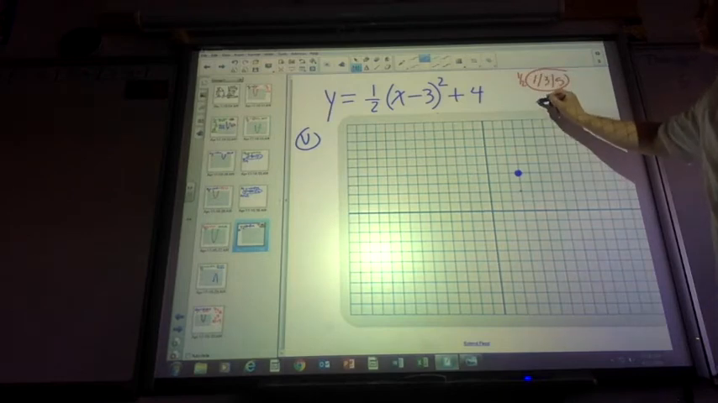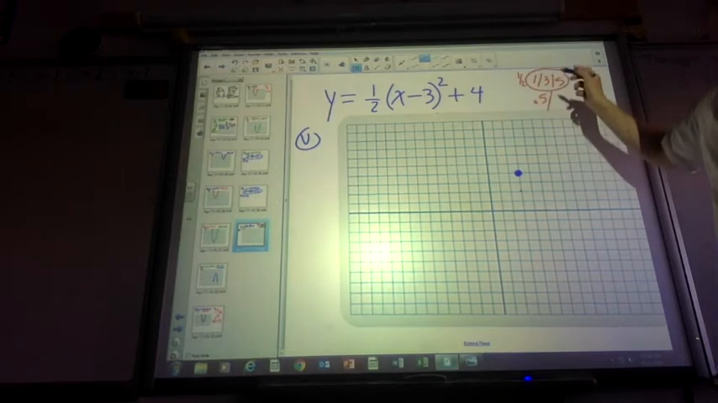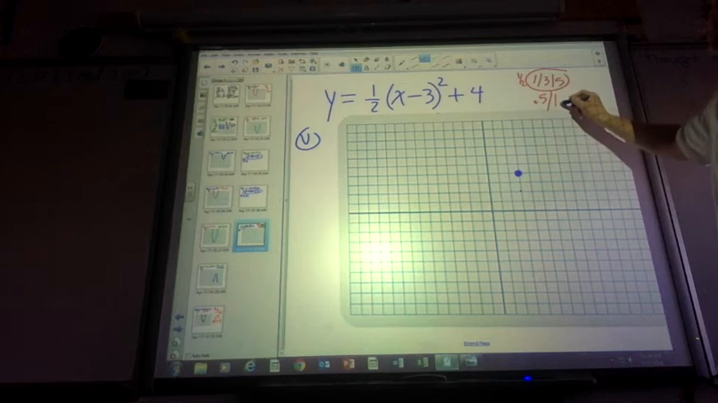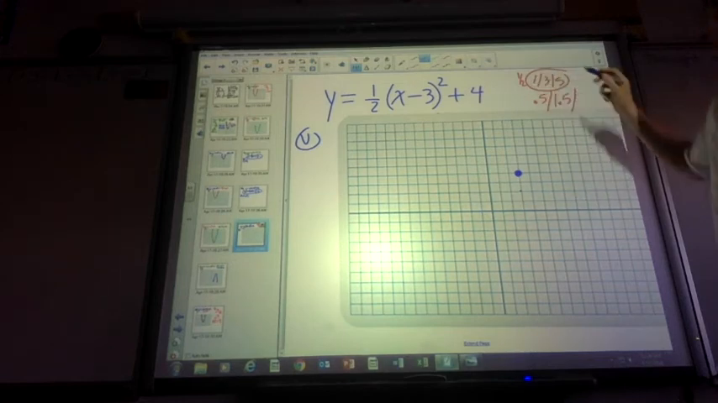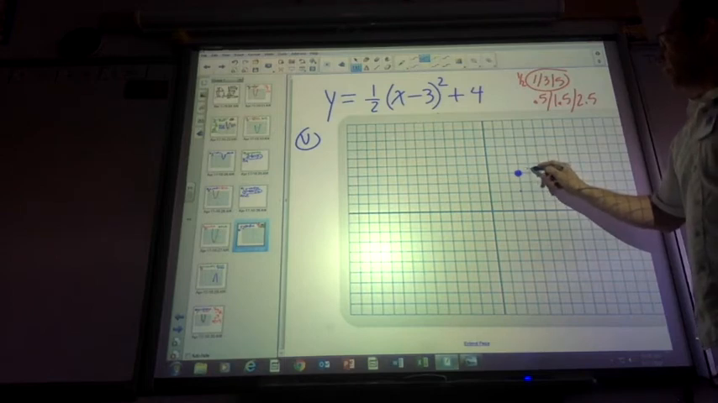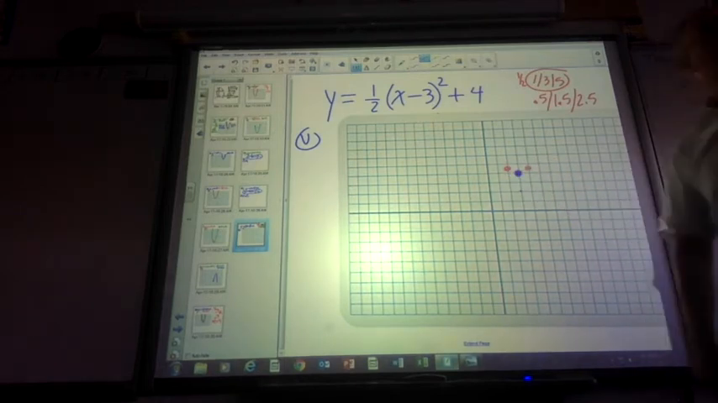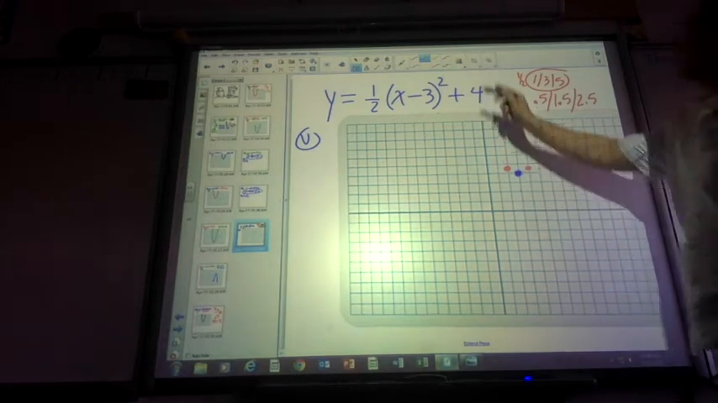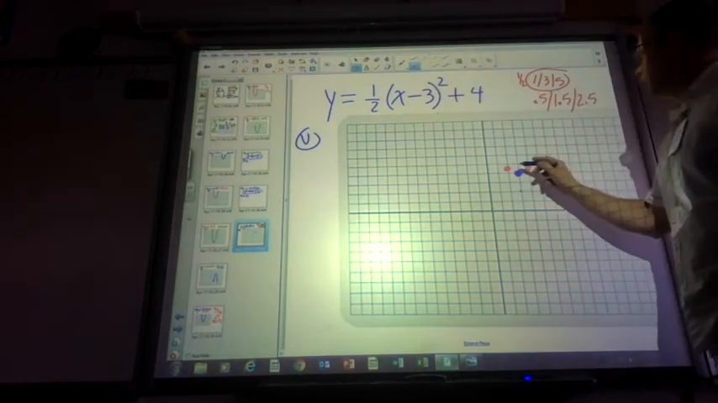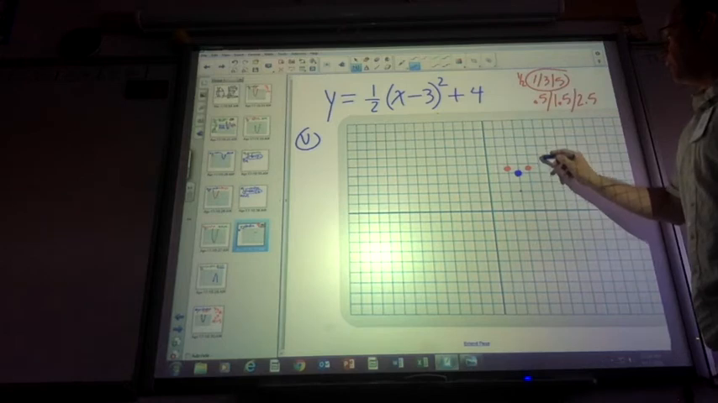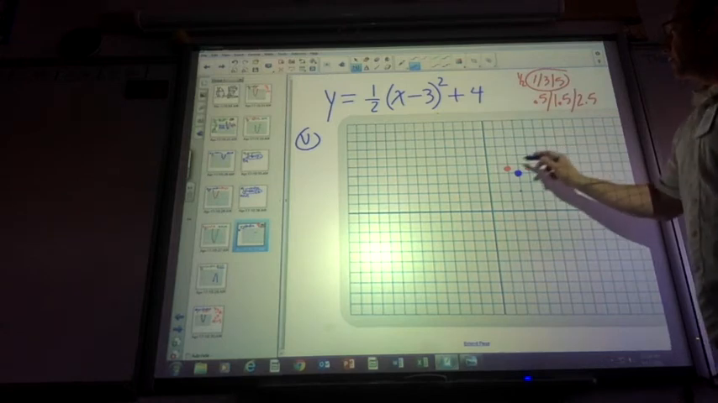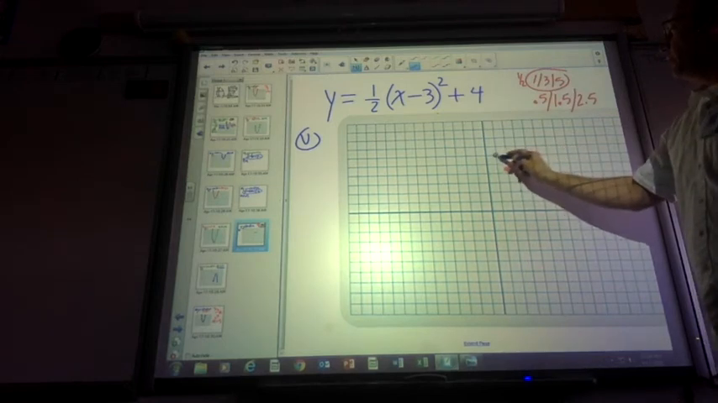So half times 1 is 0.5. Half times 3 is 3/2, which is 1.5. And then half times 5 is 5/2, which is 2.5. So I'm going to go right one, up half. Left one, up half. Is that okay? And then the next one, I'm going to go right one, up half and another one. Left one, up half and another one.